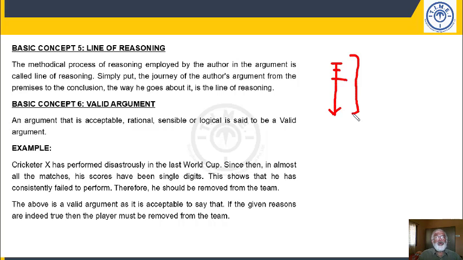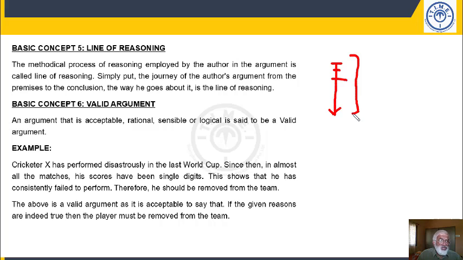Simply put, the journey of the author's argument from the premises to the conclusion and the way he goes about it is the line of reasoning. And when you understand the line of reasoning, you can identify assumptions, if any. An argument that is acceptable, rational, sensible, or logical is said to be a valid argument. Fair enough. Otherwise, if it's illogical, then it won't be valid.